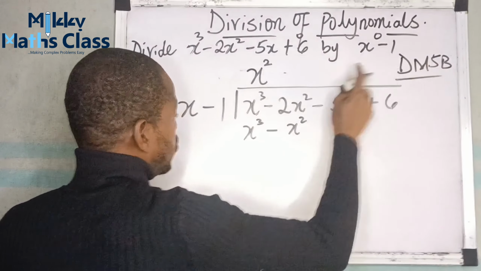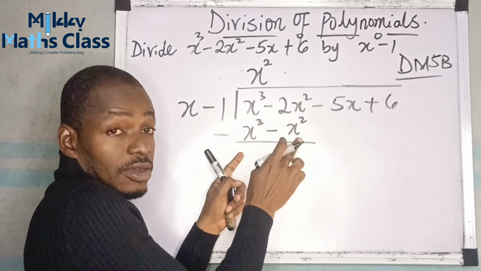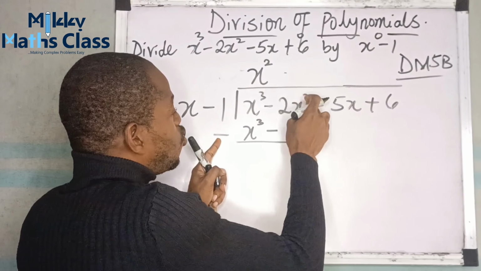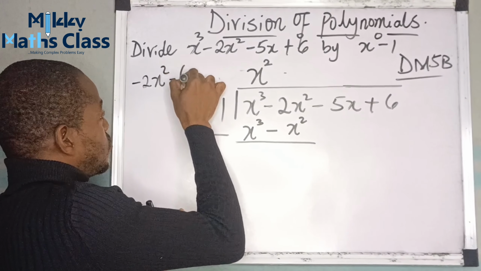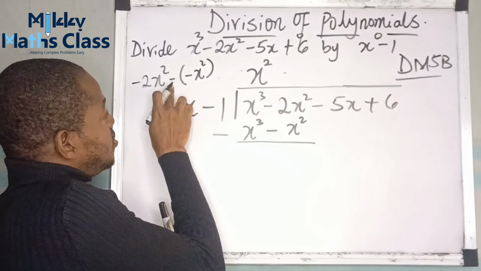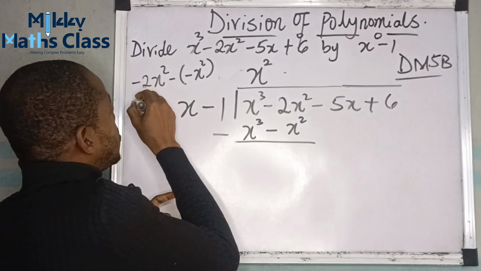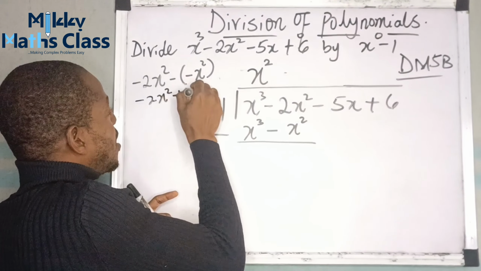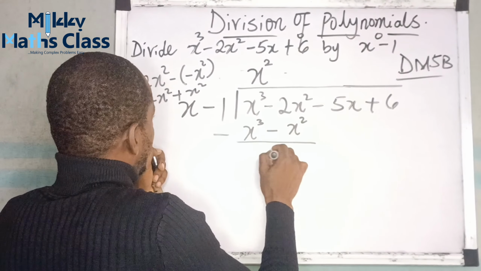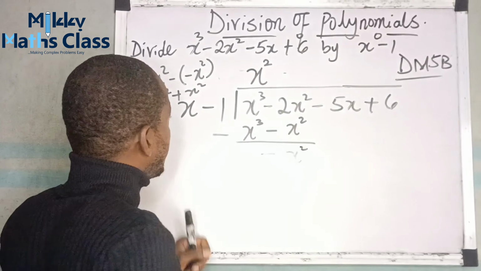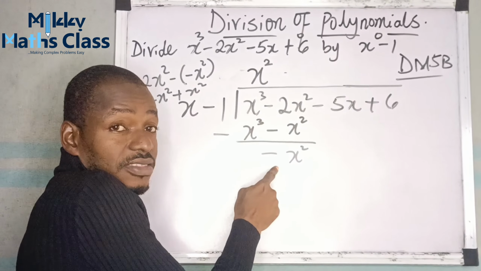Okay, so we have done dividing, we have multiplied. Now we are about to subtract, so let's subtract. x cubed minus x cubed goes off. Now negative 2x squared minus negative x squared: this minus and this minus cancel out, it becomes plus. So this becomes negative 2x squared plus x squared, and we are left with negative x squared.